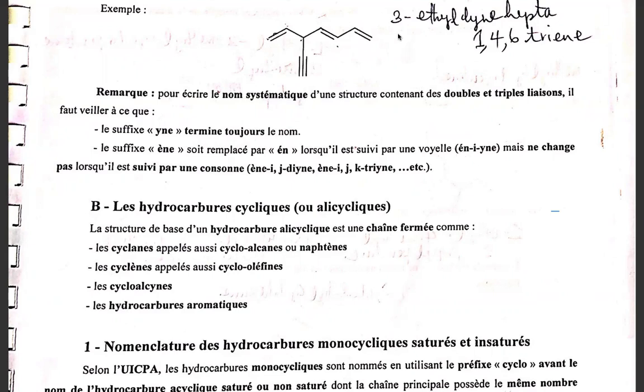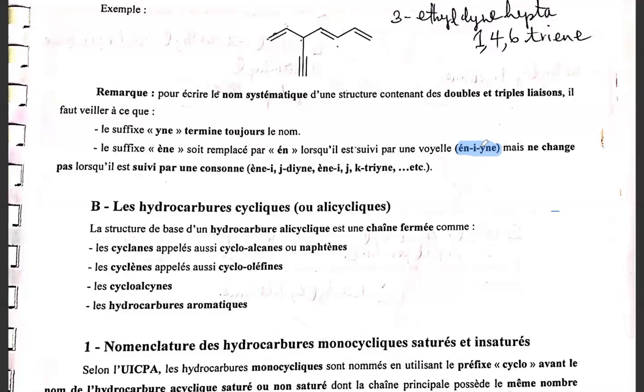But the bottom line is when you have a double liaison and a triple liaison in the same compound, in the same hydrocarbon, this will be your terminaison. This is what you are going to be using.